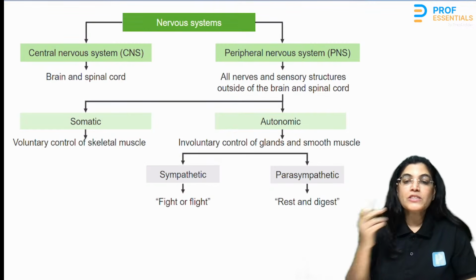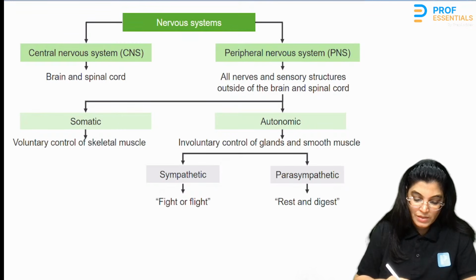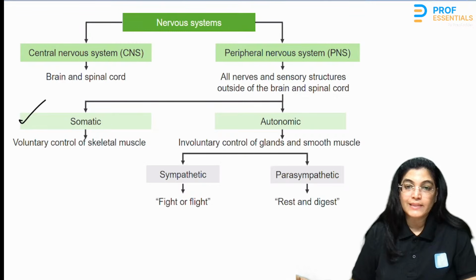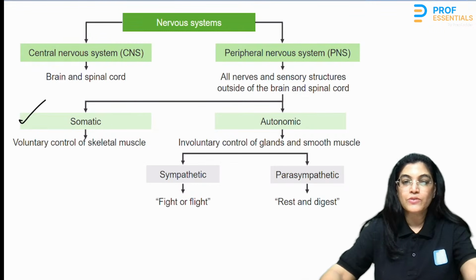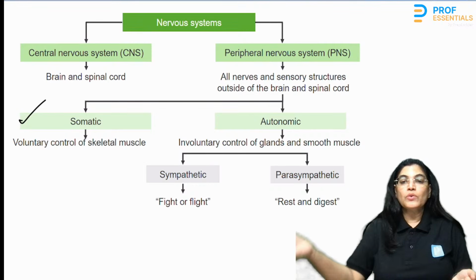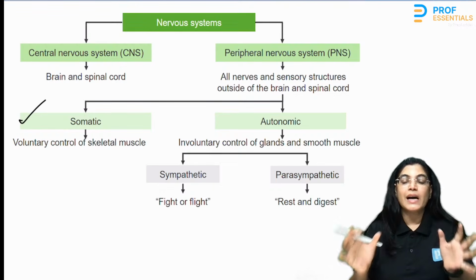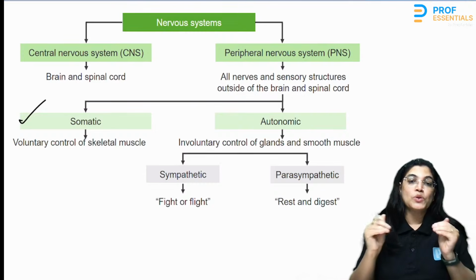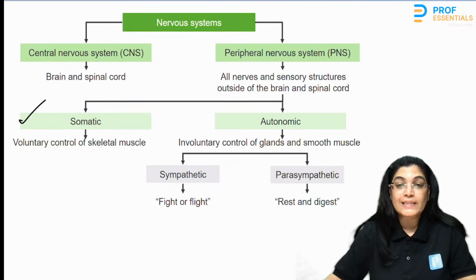The function of the somatic nervous system is to control voluntary activity of skeletal muscle. That means the somatic nervous system is under our control. If I tell you to flex your elbow or extend the elbow, this action is under somatic innervation. Somatic nerves give innervation to skeletal structures.